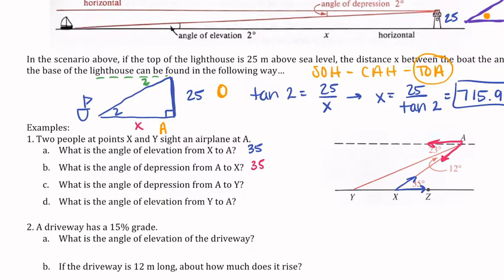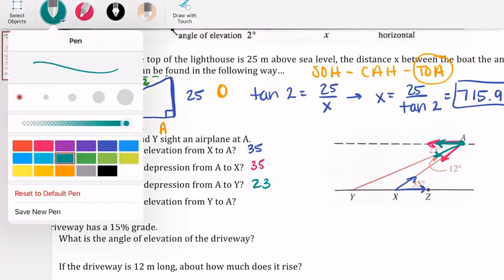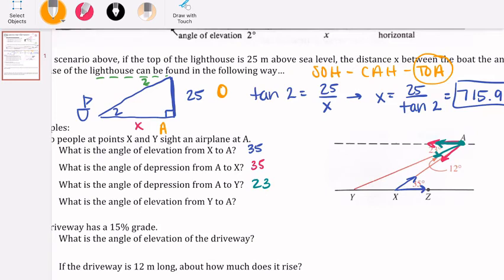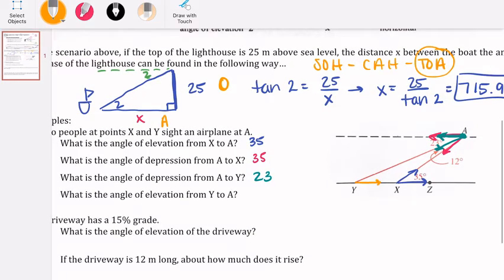Then what is the angle of depression from A to Y? So again, you're starting off at A, you are looking at your horizontal, and then down towards Y. That is a 23-degree angle, and the angle of elevation from Y to A should match. So from Y to A, you have your horizontal, and then look up towards A, right? And you have your parallel lines here, so you would have your alternate interior angles, and that would also need to be 23.